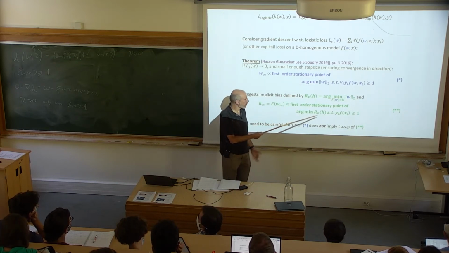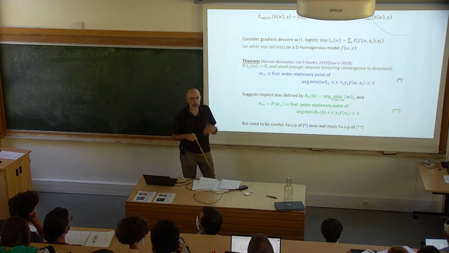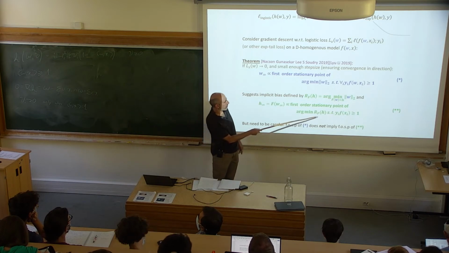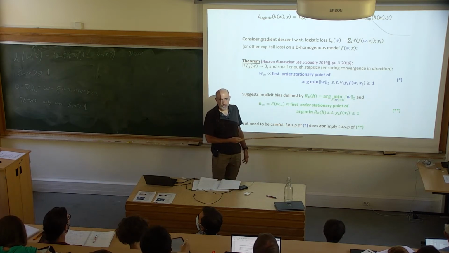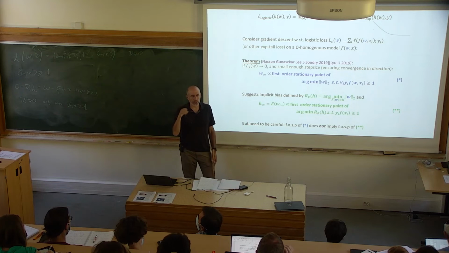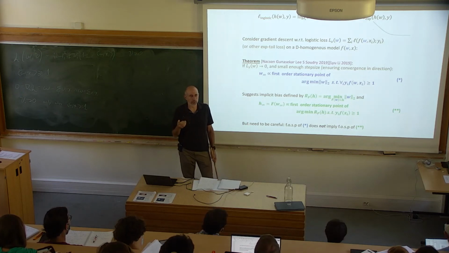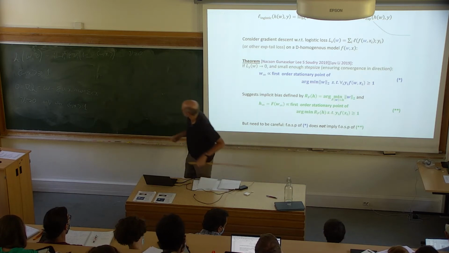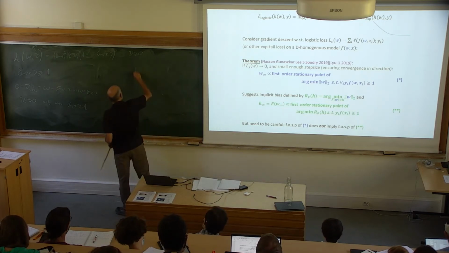Okay. So for example, for a depth D diagonal neural net, we already basically studied this representational cost, and we saw this representational cost is the 2 over D quasi norm.